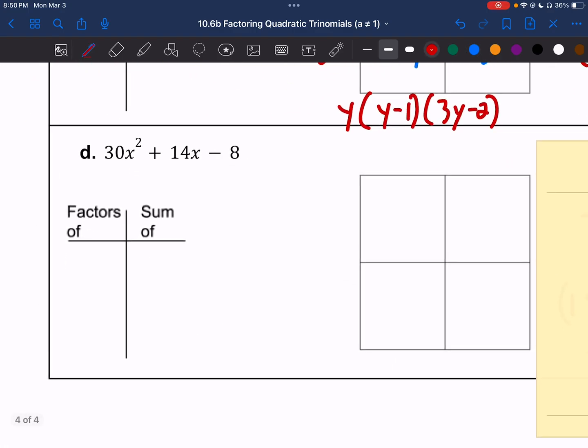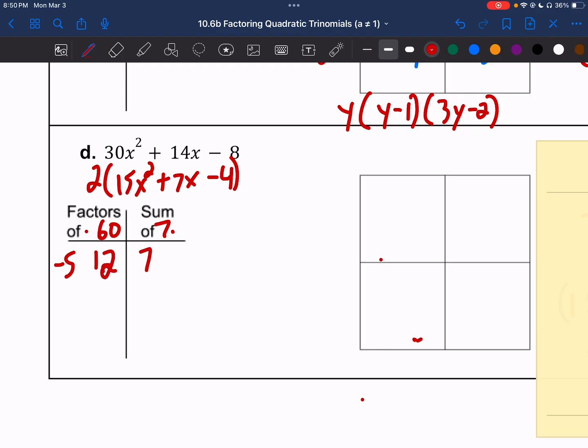All right, last problem here, letter D. We take away a common factor of 2, and I'm left with 15x squared plus 7x minus 4. So we're looking for factors of negative 60 that have a sum of 7. Well, that's come up a couple times already, so I know it's negative 5 and 12. So we're going to go ahead and substitute in what we know. We've got 15x squared, negative 4, negative 5x, and 12x.